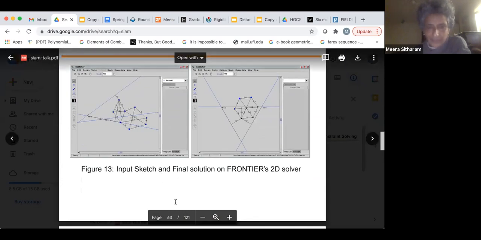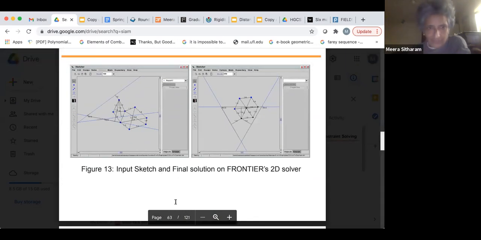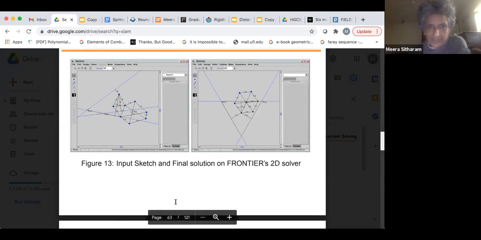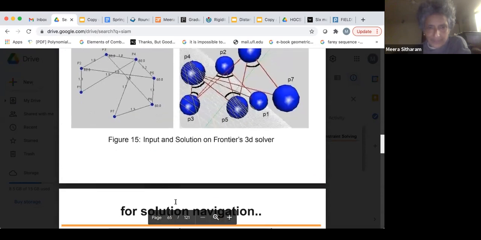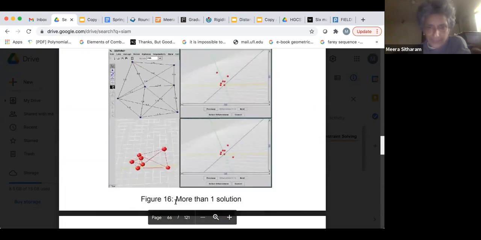So this is the software, by the way. We had software to solve these geometric constraint systems by using DR plans, in the two-dimensional and three-dimensional cases.